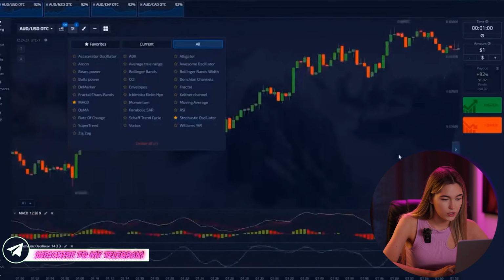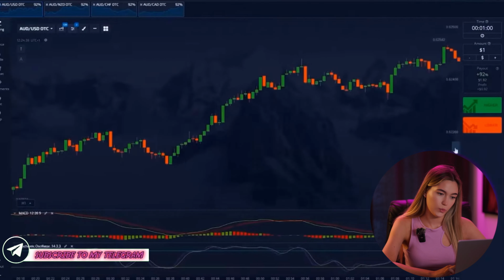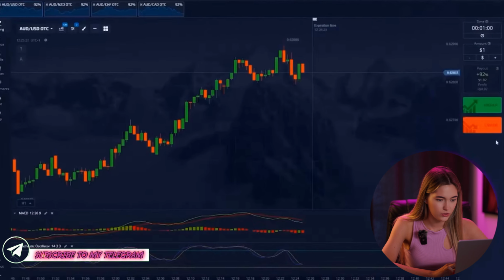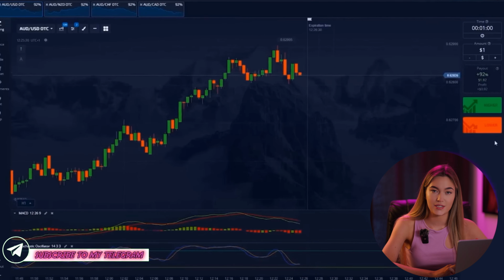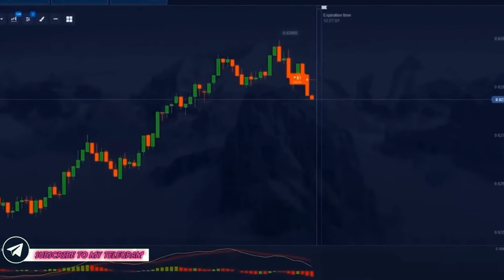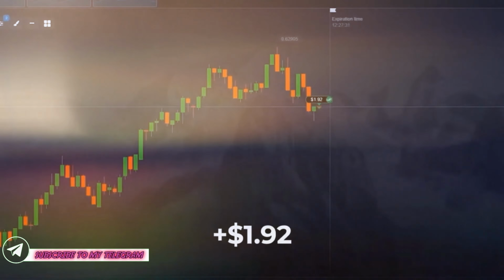Let's take a closer look at these pairs, shall we? Who's ready to make big money? We have $1.64 in our balance. Australian dollar and US dollar. We see how a new downtrend has formed from our maximum. Moreover, both of our indicators indicate a decrease in price. We're going lower for sure. Yes, like this. We got $1.92. We are off to a great start.